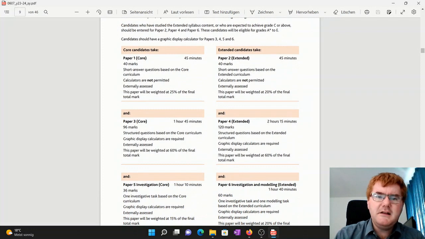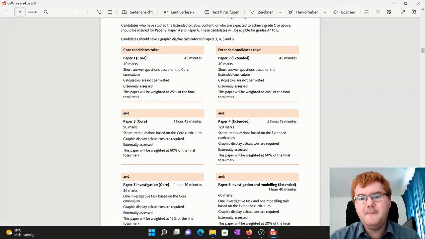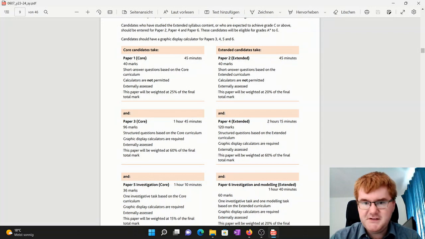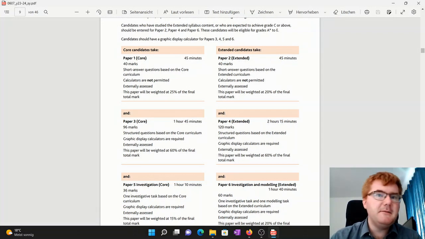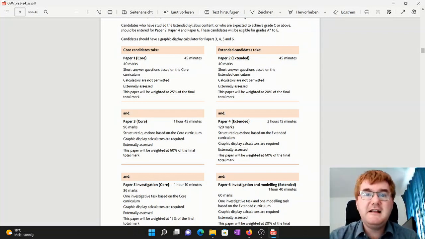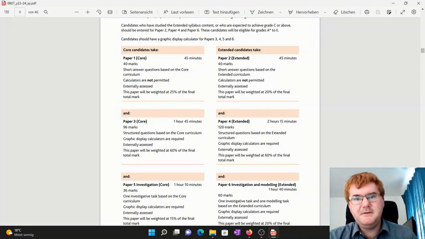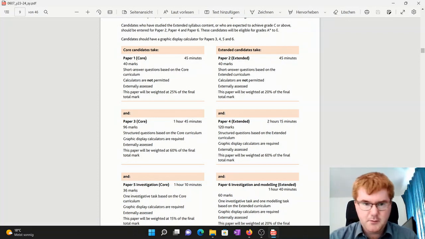The big paper is the one in the middle, so paper 3 and paper 4, core and extended, as you can see the amount of marks there. And these are these long structured questions, similar to paper 3 and paper 4 on 0580. And I'll be talking about this at the end of the video. You can actually use the 0580 papers to help you with these kinds of questions.